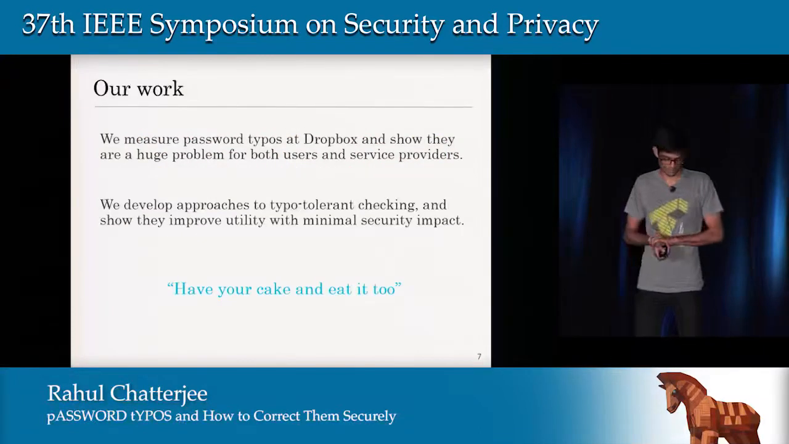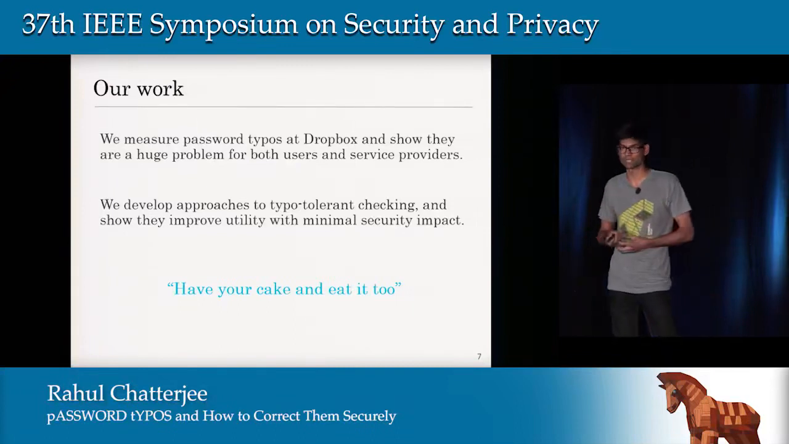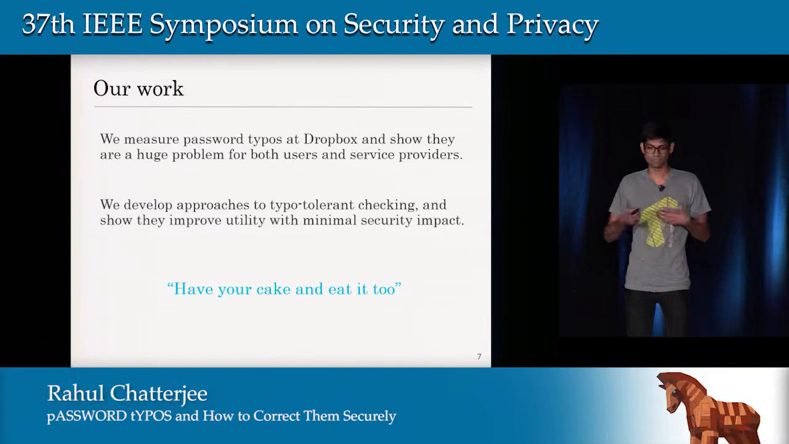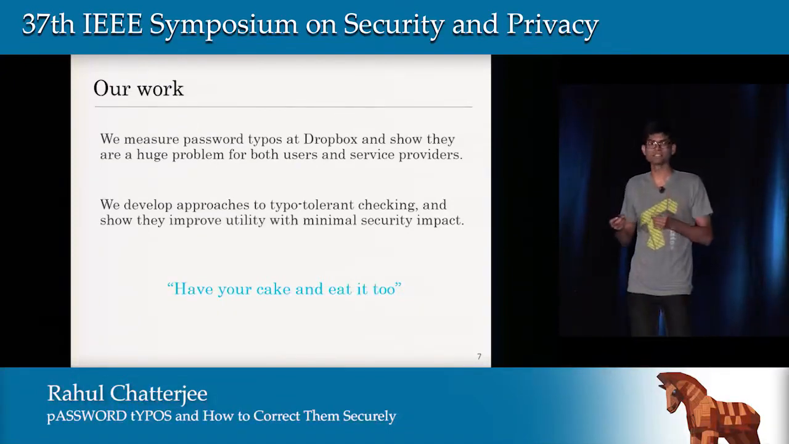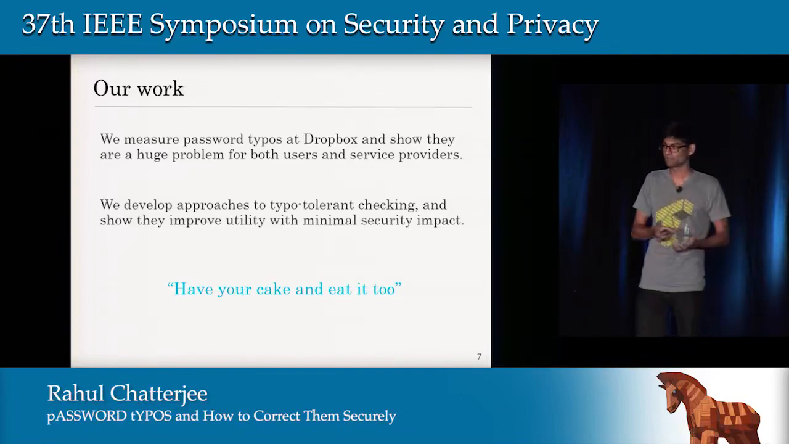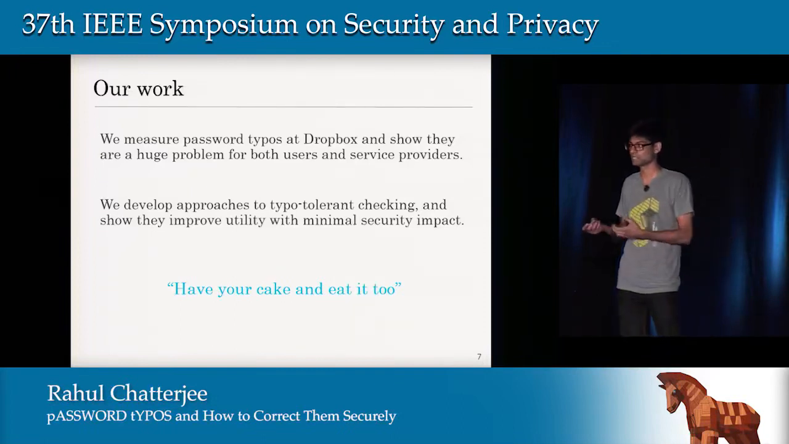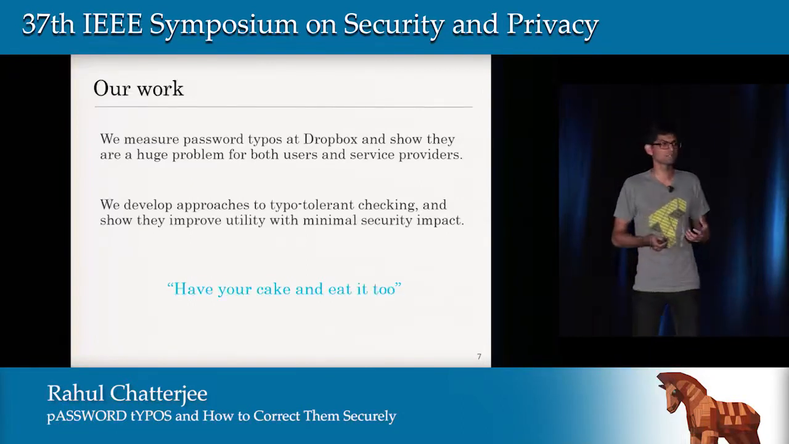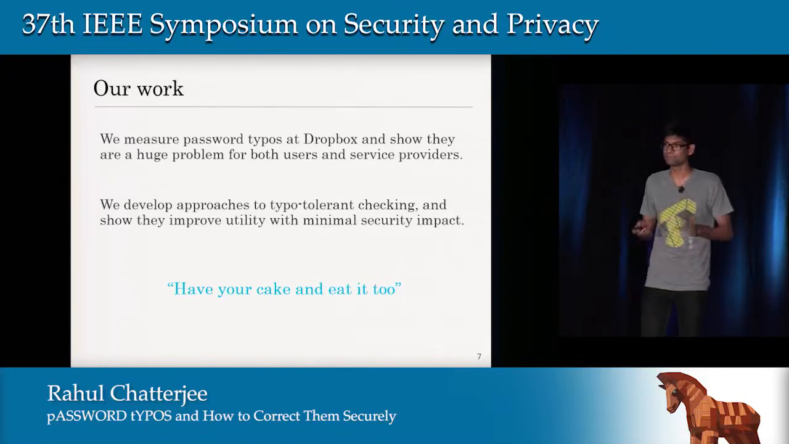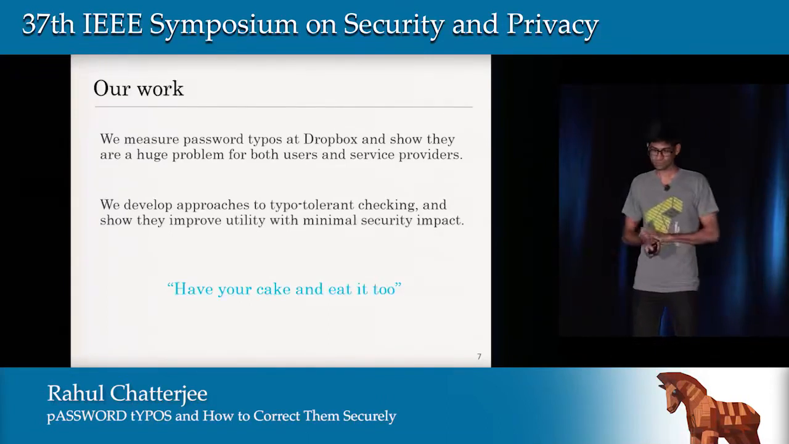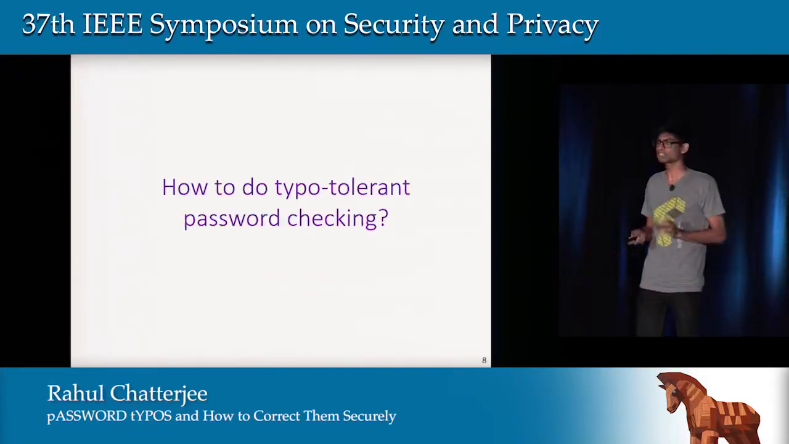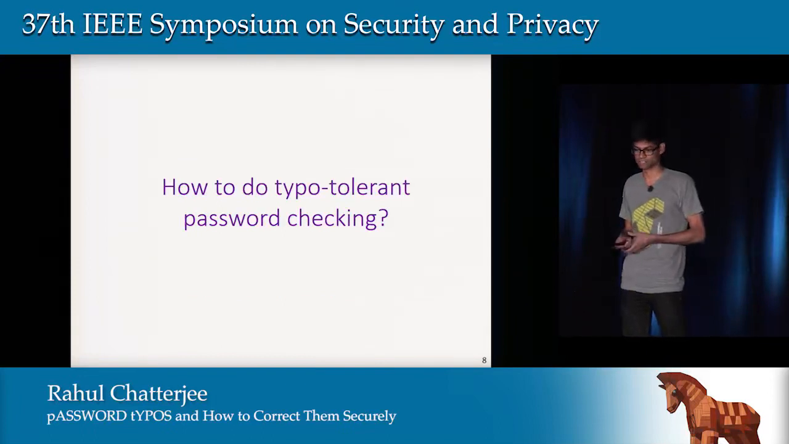So in our work, we first defined this notion of typo-tolerant password checking. Then we did some study with Dropbox and found out that a lot of users are really affected by typos. Sometimes they cannot log in, sometimes their login is delayed. Then we analyzed the security of these systems, and we show that we can build some typo-tolerant password checking systems that do not degrade your security. So let's begin. The first question is, how can we build a typo-tolerant password checking system?